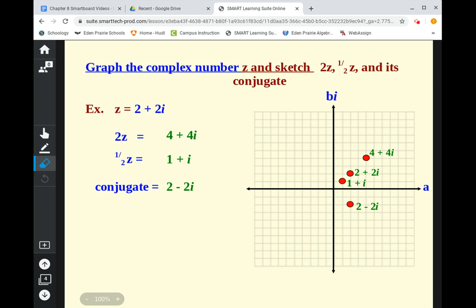And then the conjugate. You guys remember when we used to multiply denominators, we didn't like roots in the denominator of a fraction. We'd multiply by the conjugate. The conjugate of 2 plus 2i is 2 minus 2i. That is just the conjugate of 2 plus 2i.